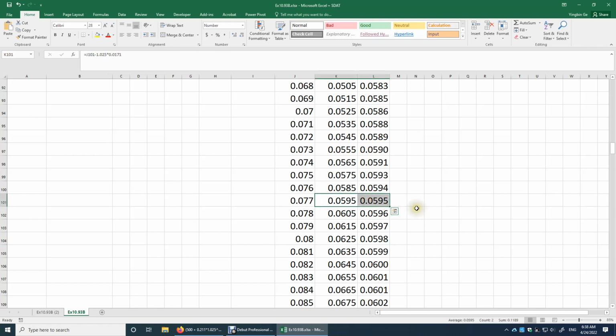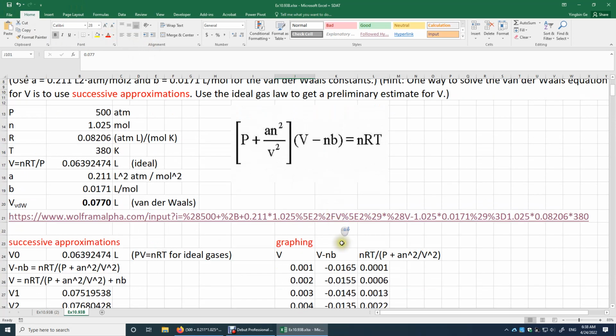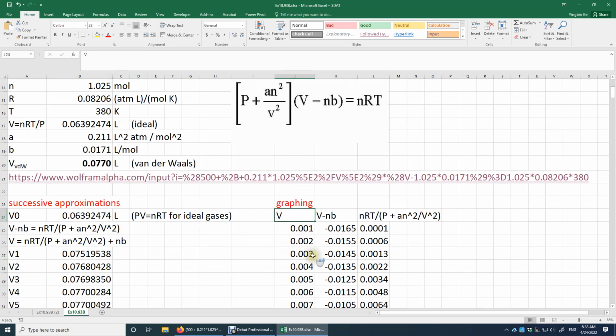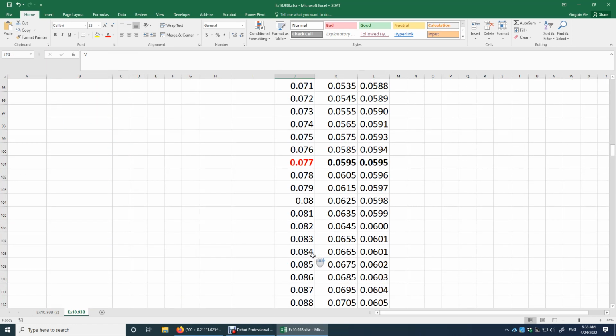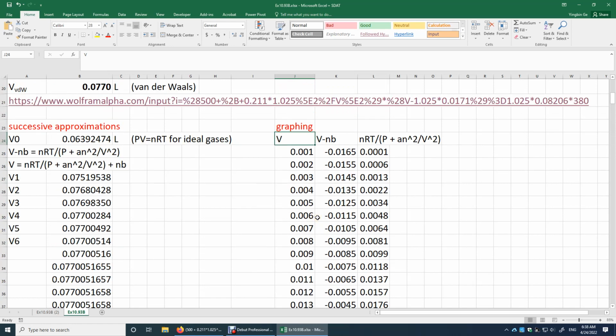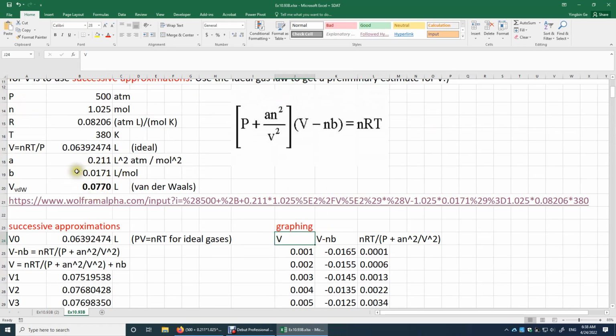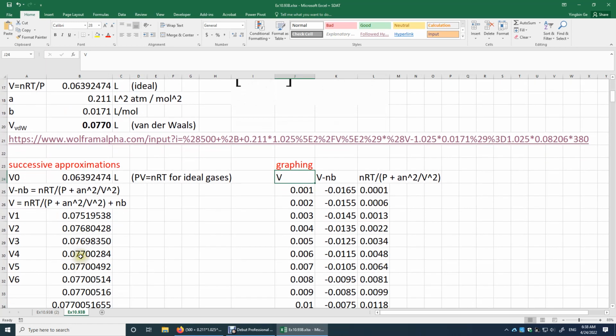Oh, somewhere here. Okay, over here. So these two equations have the same value when volume is this guy. So this is the solution. This is the value of volume when this guy is equal to this guy. So when this function holds true, volume has to be 0.077 right here. And of course, this is just the solution from Wolfram Alpha or from successive approximation, 0.077.